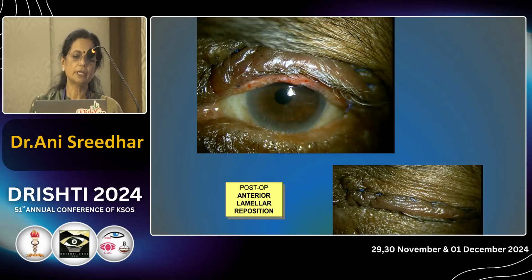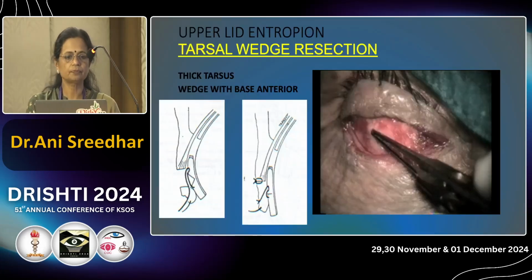You need not put any mucous membrane graft, but I think if you have lashes in the posterior margin also, you can destroy them and put a mucous membrane graft, so that they will not rub on the cornea. So you can see there is no lagophthalmos also.